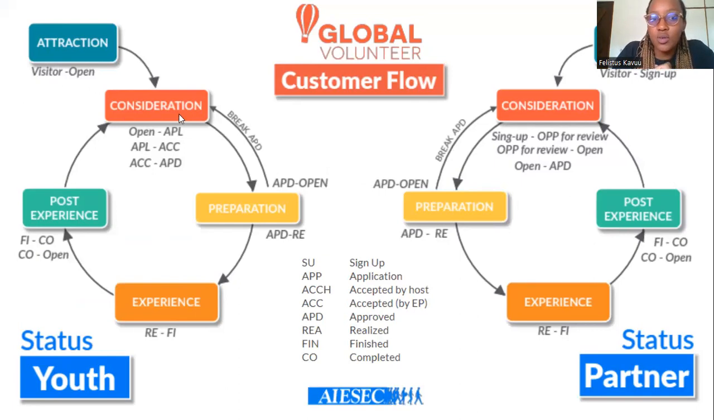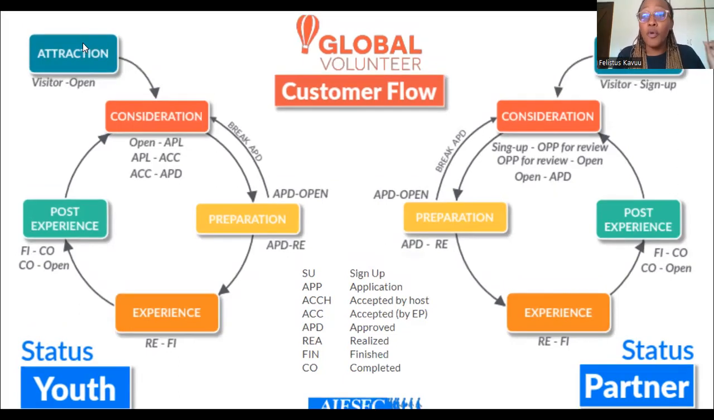For example, if there's a gap between consideration and preparation, we are able to see the gap there and know how to curb it. So the first step is attraction. First of all, kindly note that the customer flow applies both for our partners, the youth and our partners in terms of like our opportunity providers, right? So they go through the same process. I have placed here what the abbreviations mean, like APD, RE. I have written down here what each one of them means. So first of all, I'll just go through the youth one because technically they are the same.